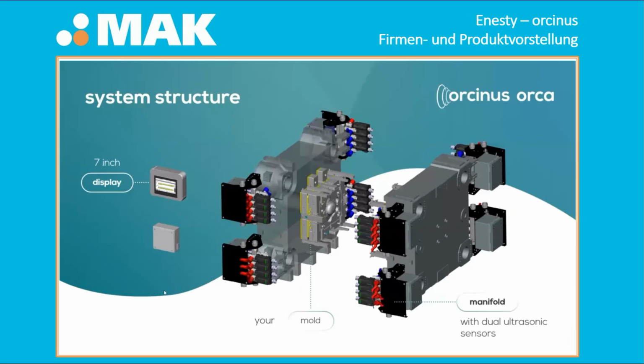This is how you can use our system. It's usable on both sides of the machine and both sides of the tool, so the moving or injection side, like you can see here. This is just a sample of 4 circuit manifolds. I will come to it later. We have different sizes.